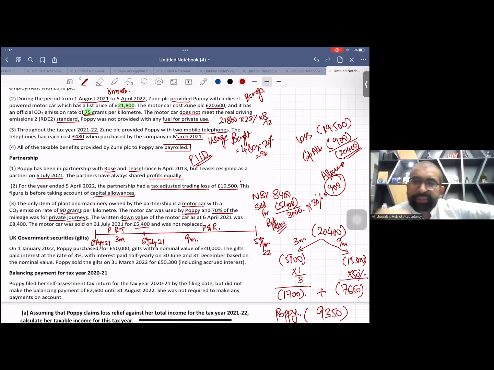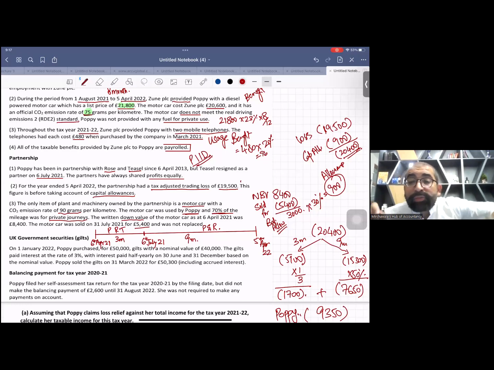You remember the options? You can carry it forward. But in this question, they are not asking you to carry it forward. One more thing: you can do current year and last fiscal year. If you want to do current year, this 9,350 will set off against the current year total income.